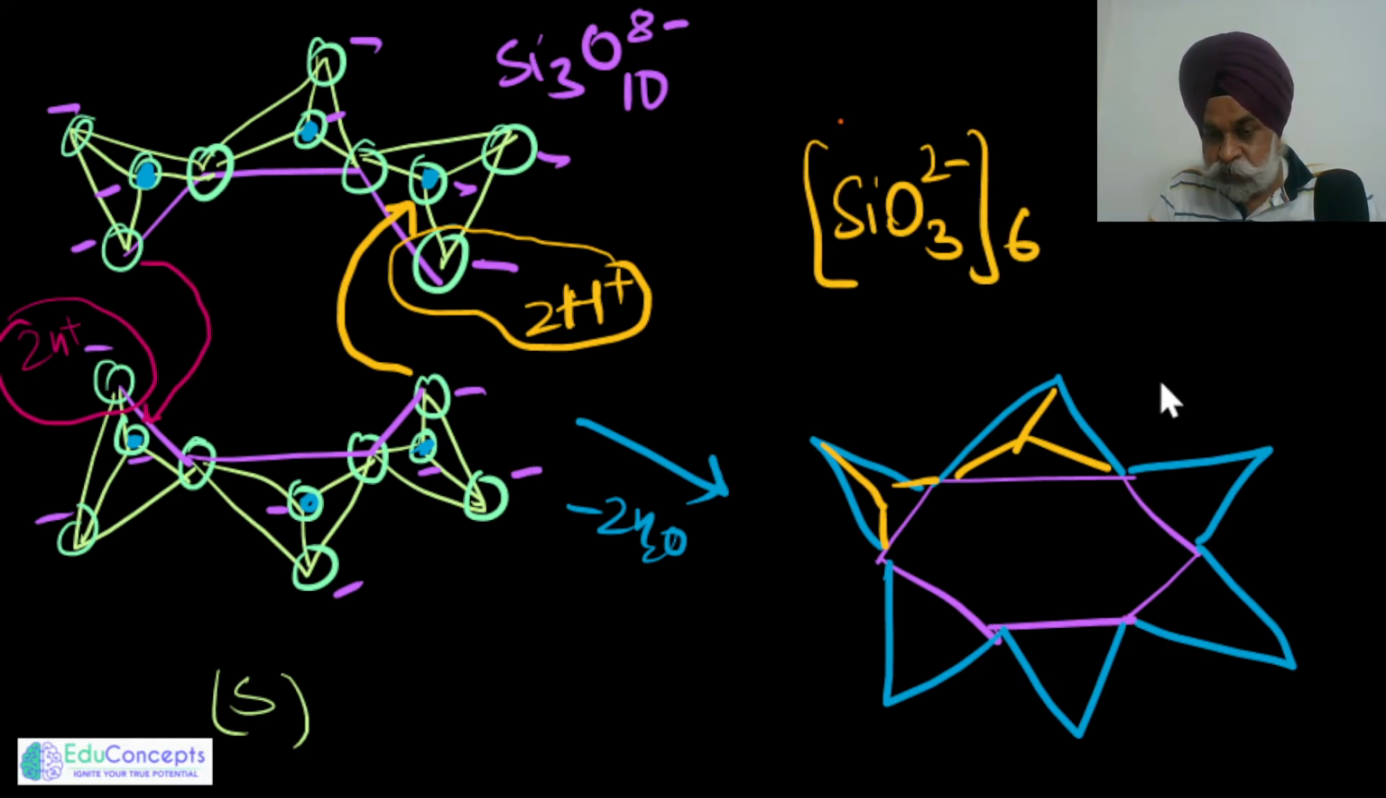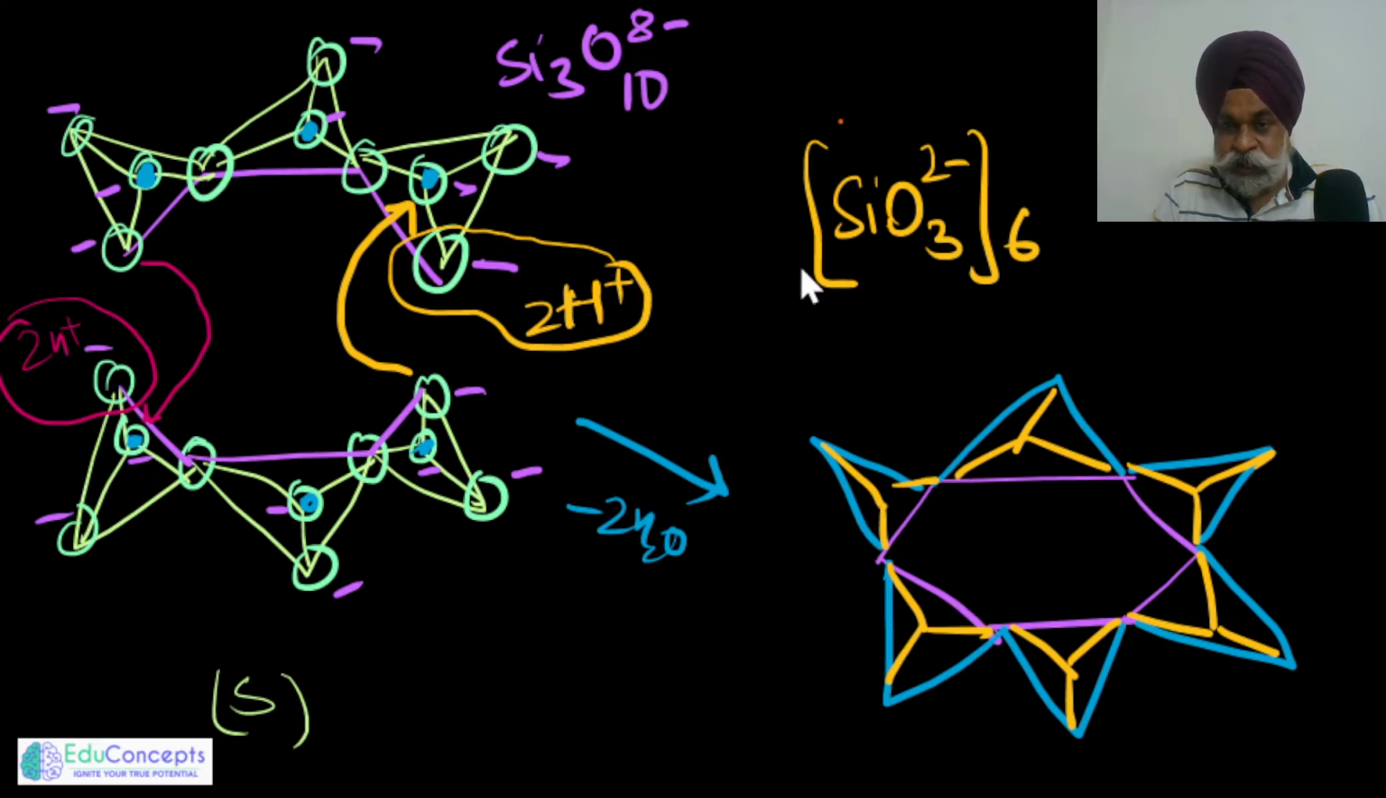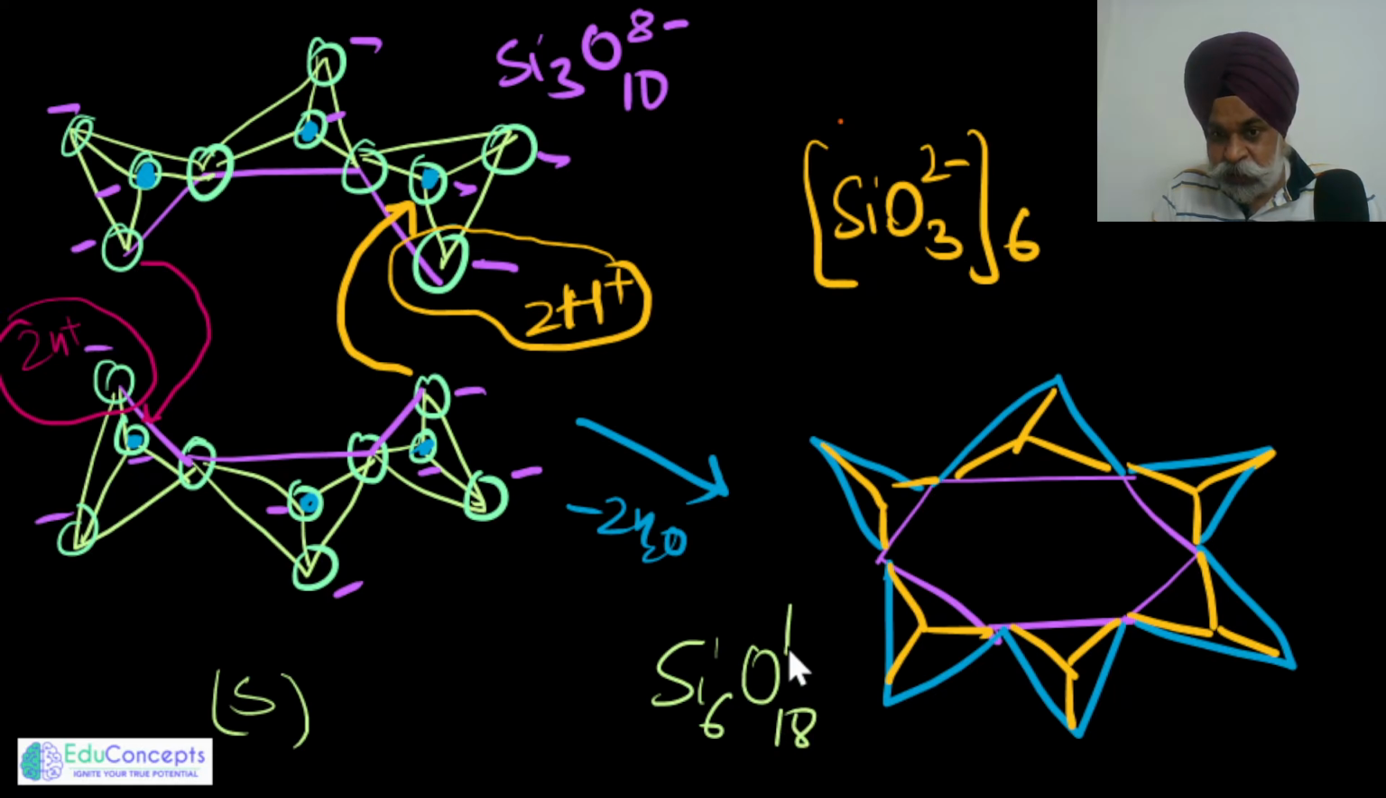As a consequence, what formula do I get from here? So this drawing you can do at your place and count what I just have made. So here what I would get is Si6O18 12 negative. So this would be the structure of this.